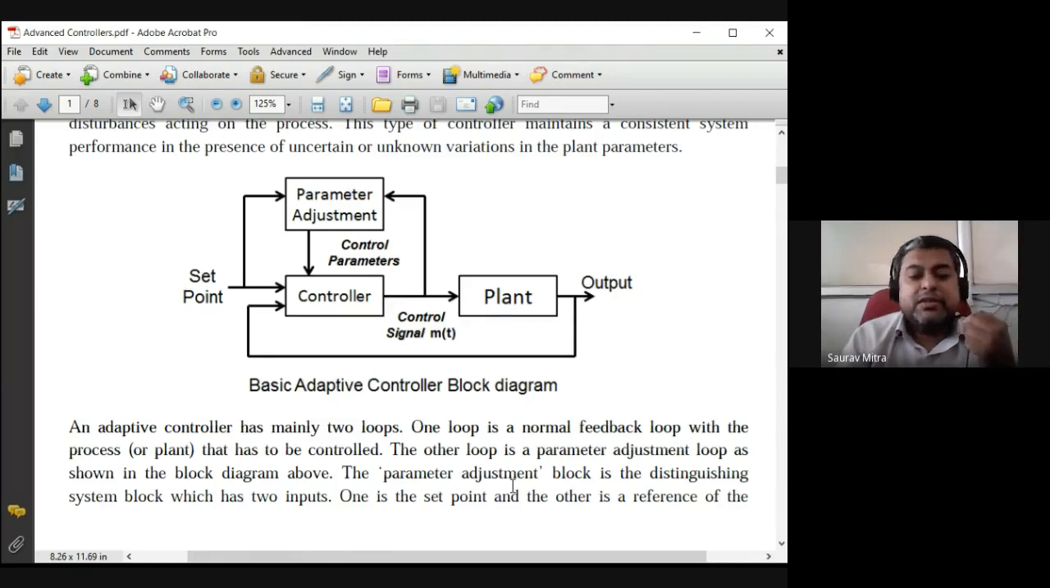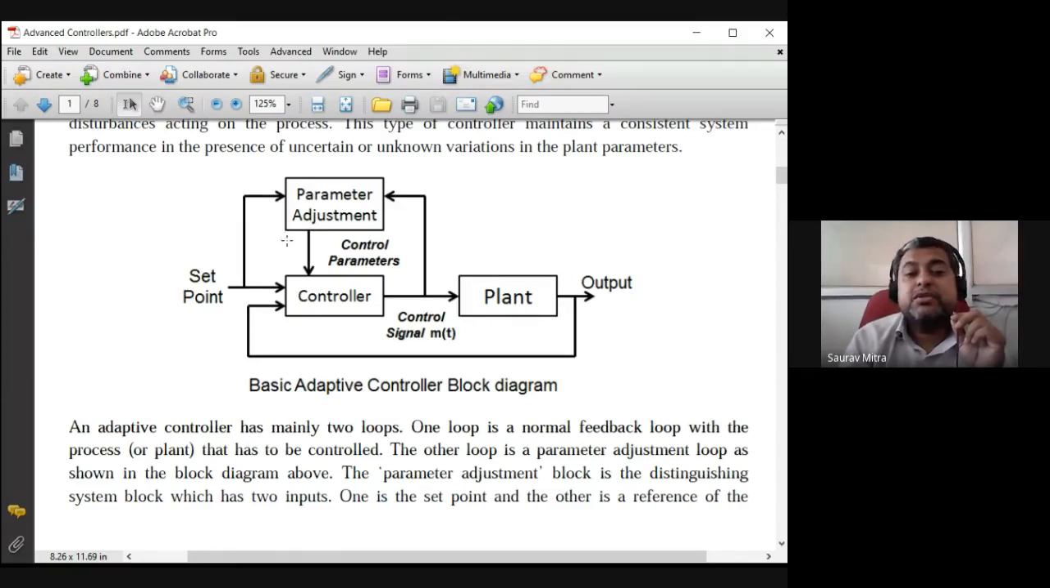An adaptive controller has mainly two loops. One is the bottom loop, which is the feedback loop, and the other is the top loop. That is, the controller is controlled, or the controller polynomial equation is controlled, or that is getting adapted to the stage-wise increment or time-wise increment of the overall plant dynamics. So this is the control signal block loop.